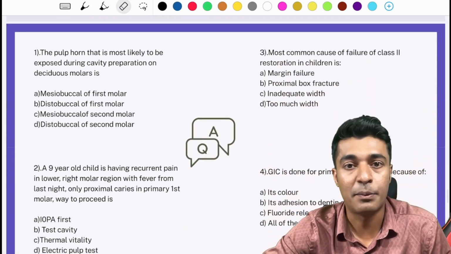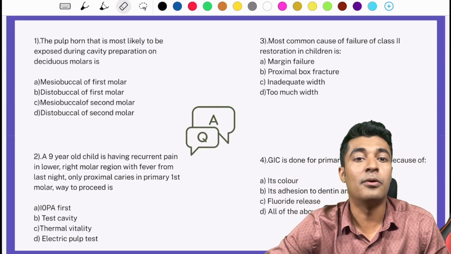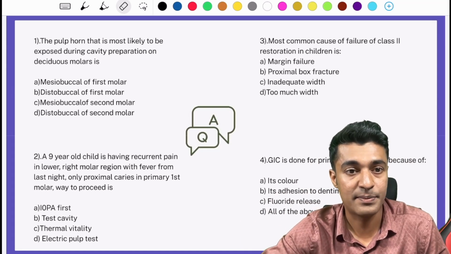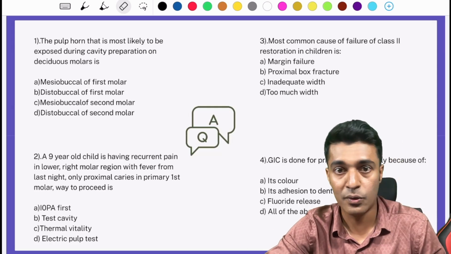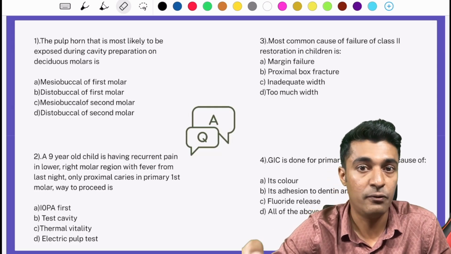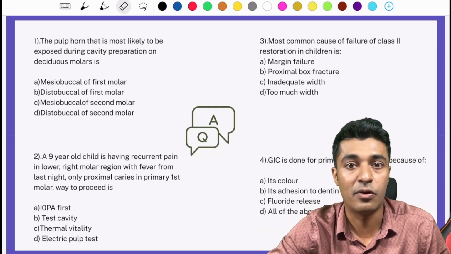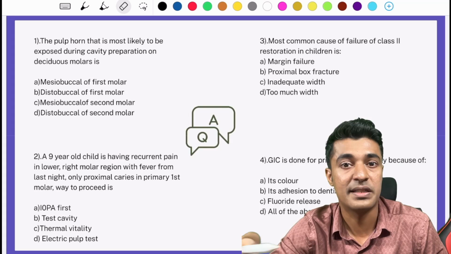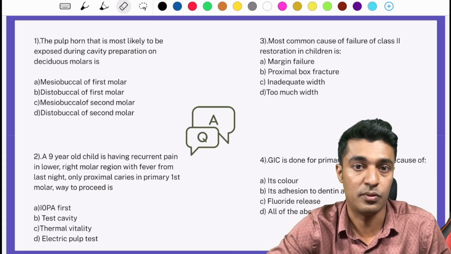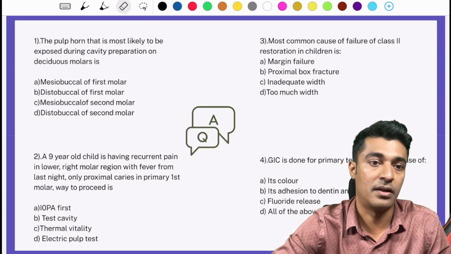Now let's discuss some of the questions that were asked in the previous year. The pulp horn that is most likely to be exposed during cavity preparation on a deciduous molar is... I've told you earlier, we should be careful while working on the primary first molar because the mesiobuccal pulp horn of the primary first molar is at a higher level, and during cavity preparation, this pulp horn may get exposed. So the answer for this is the mesiobuccal of the first molar, option A.